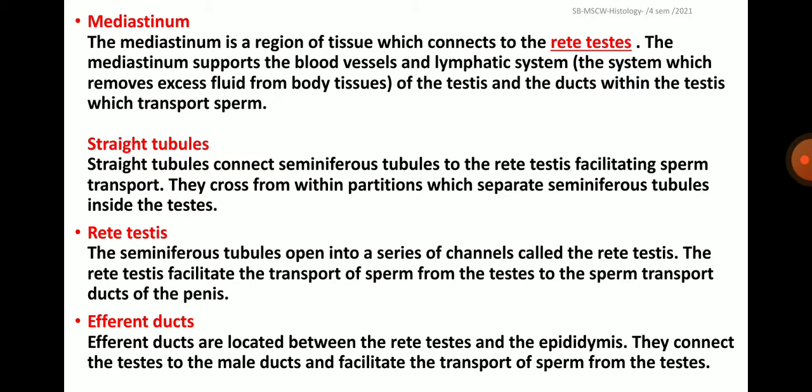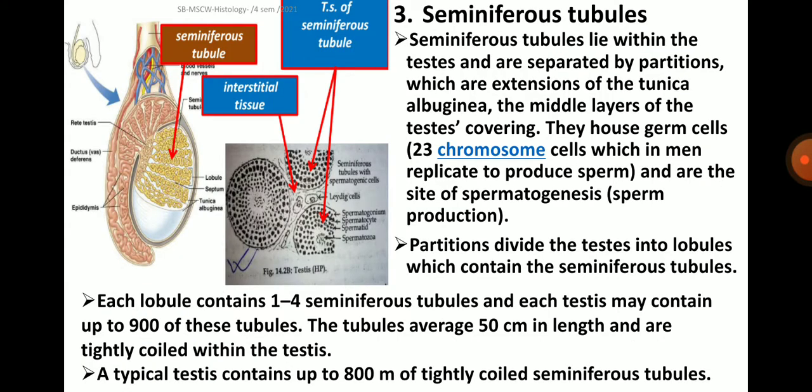So, these seminiferous tubules open into the channels called rete testis by way of the straight tubules, also called tubuli recti. Fine, that is about rete testis, straight tubules and mediastinum. Next, let us learn about the main structures of the testis called seminiferous tubules.